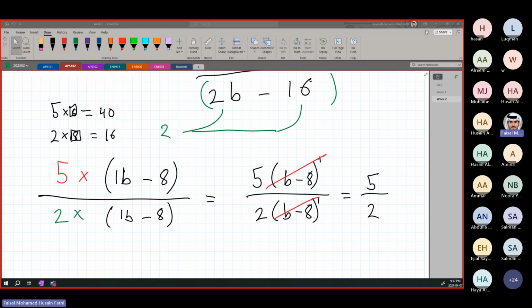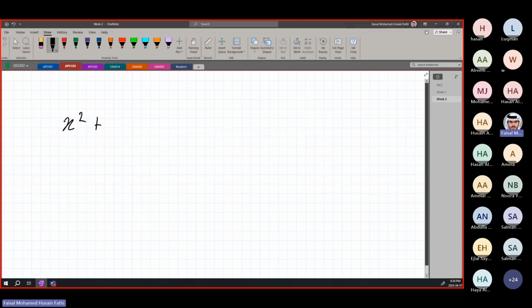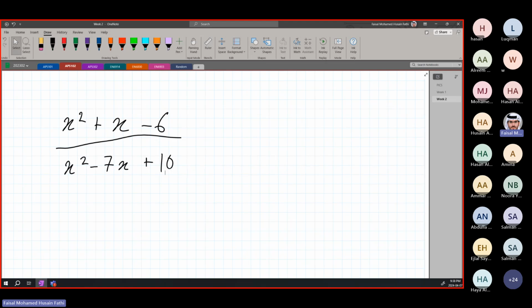That might look a little bit more complicated. So let's do this one: x squared plus x minus 6 divided by x squared minus 7x plus 10. Remember, you guys wanted to do mod 5.3. Now you cannot really do mod 5.3, and you're going to have to factorize up and down so that you will be able to simplify this.